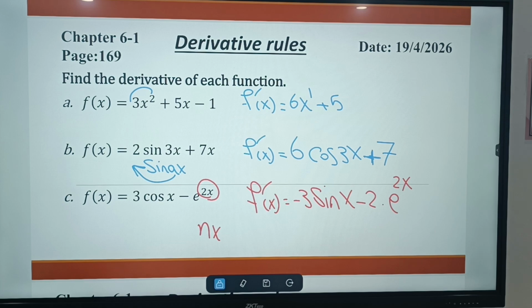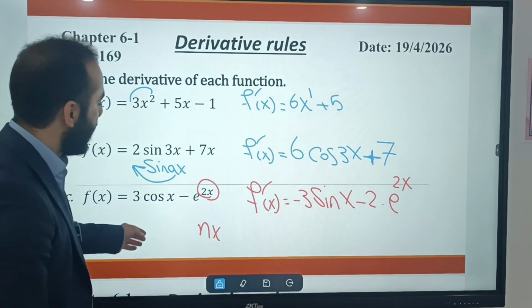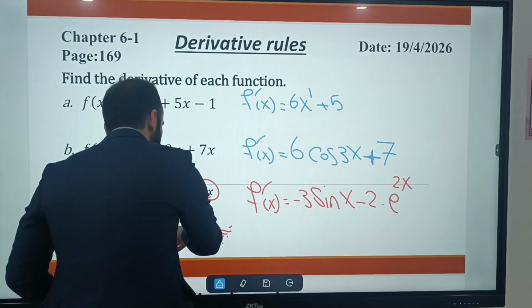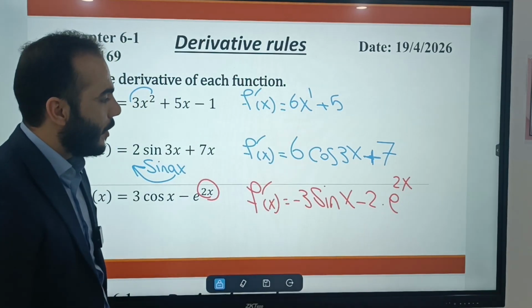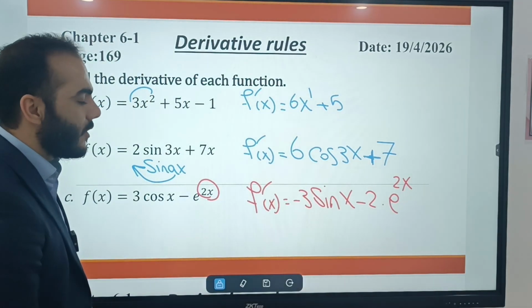Khalas. That's much easy. So don't think that derivative is hard. Of course, there are like lots of rules, but when you practice a lot, you are going to get used to them.